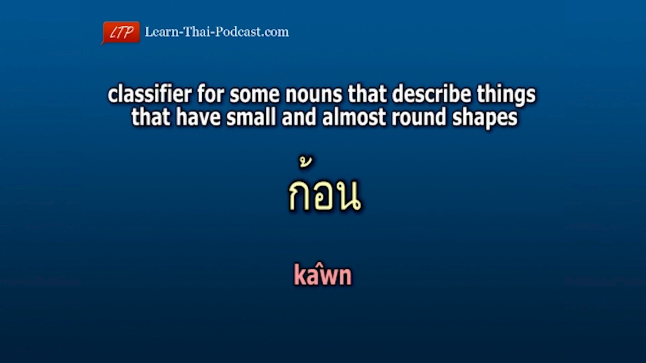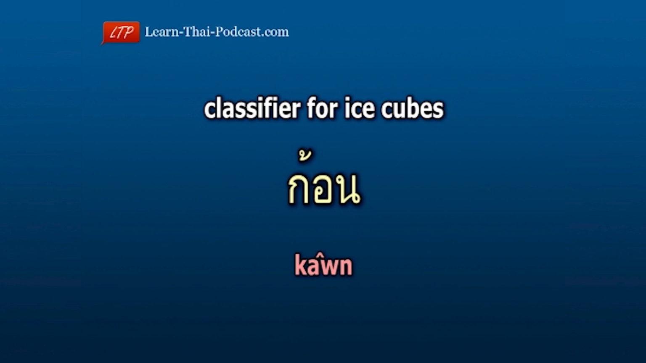Some nouns that describe things that have small or almost round shapes use the word ก้อน as their classifier. For example, classifier for ice cubes, ก้อน. Classifier for soaps, ก้อน. Classifier for bricks, ก้อน. Classifier for stones, ก้อน. Classifier for beef, ก้อน.